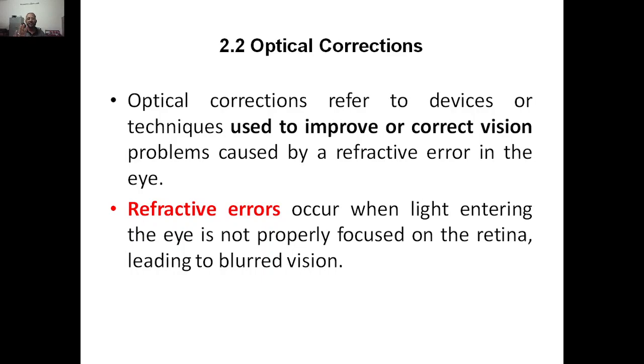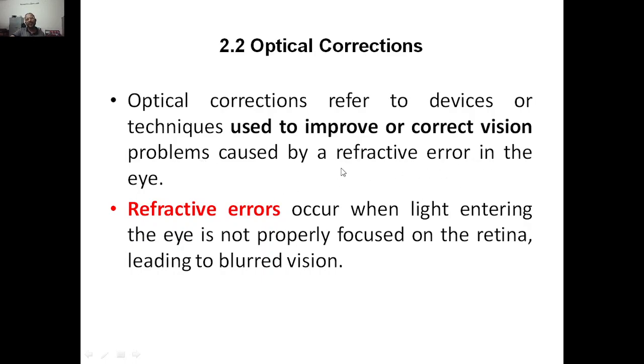So that was about optical correction. Okay, introduction. So let's start the topic. Optical correction refers to the devices or techniques which are used to improve or correct vision problems. If any vision problems are there, optical corrections, devices or techniques, can be used to improve or correct the vision problems which are caused by the refractive error in the eye.